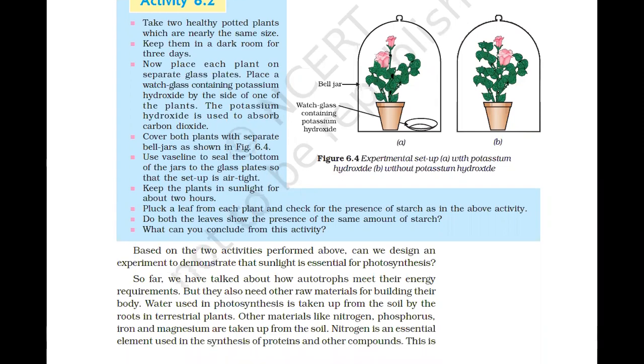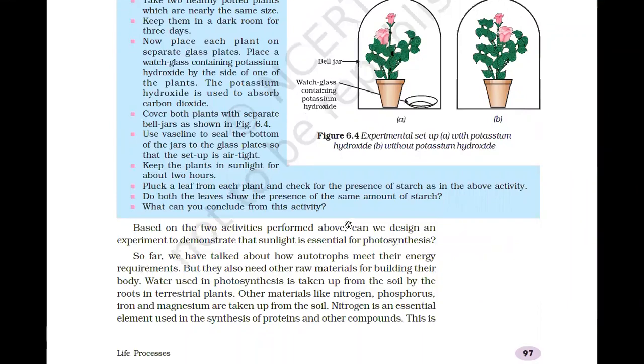Cover both plants with separate bell jars as shown in figure 6.4. Use Vaseline to seal the bottom of the jars to the glass plate so that the setup is airtight. Keep the plants in sunlight for about 2 hours. Pluck a leaf from each plant and check for the presence of starch as in the above activity. Do both the leaves show the presence of the same amount of starch? What can you conclude from this activity?